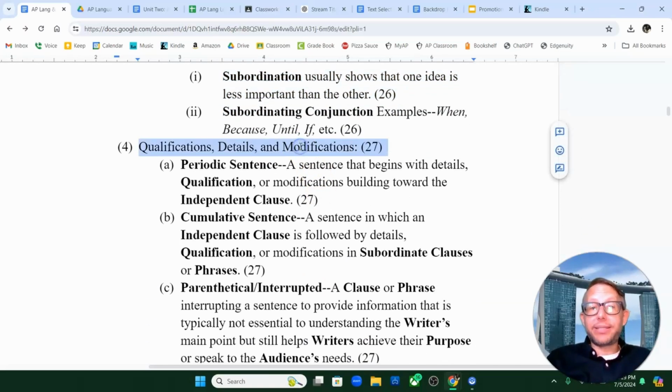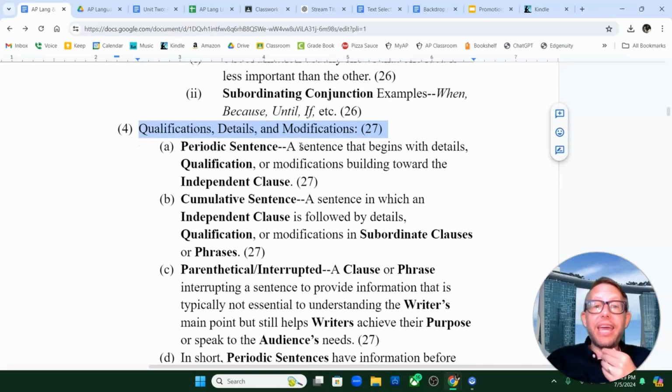Let's bring it down to our next topic then, which is, of course, qualifications, details, and modifications. So how do we take sentences and use them creatively, interestingly? I mean, obviously, there are an infinite supply of different sentence constructions. So what are some things that we can do to make sure that the sentences are all the more unique and meaningful and significant for the reader?